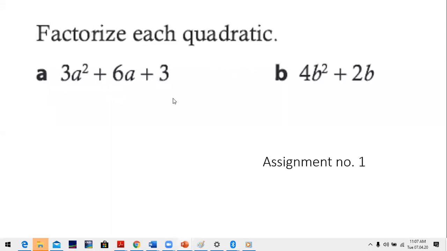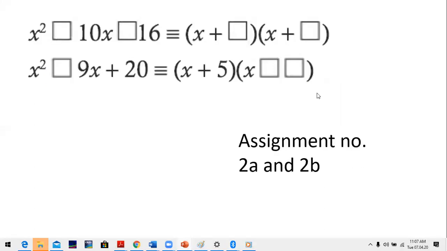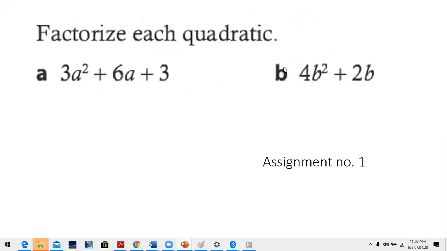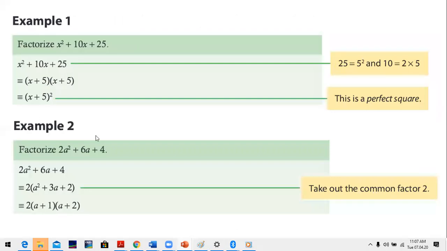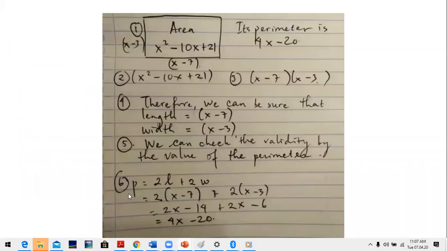Okay, now this is your assignment, guys. This is assignment number one. This is number two, 2A, 2B. Basically, your job is to find whether it is plus or minus, and what number it should be. But this one is simple. This is exactly like this one. That's how you do number one.